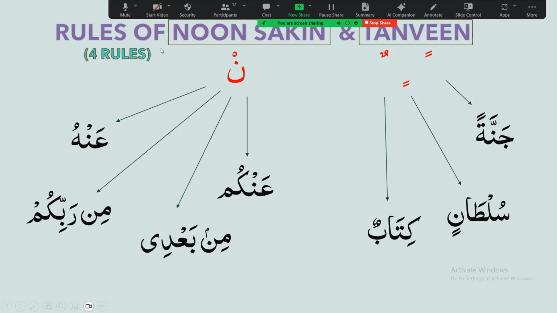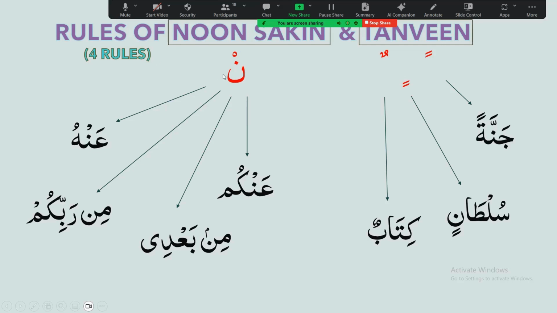So what is Noon Sakin? First of all, let me tell you this. The Noon Sakin in Quran: you see that there is this letter Noon with a Sakin on it, with a jazm on it. This is also called Sakin, the symbol. This is also called jazm as well. This letter comes many a time in this form, the Noon letter with a Sakin on it.